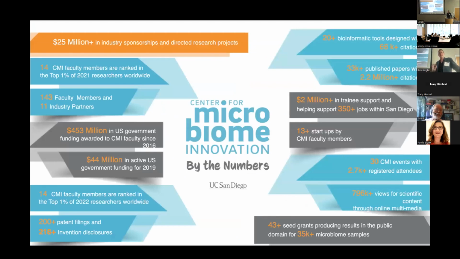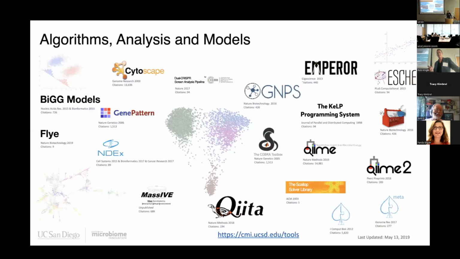I won't go through all this, but basically we have a highly productive group of members of the Center for Microbiome Innovation, over $25 million in industry sponsorships and directed projects, over $450 million in US government funding. And we do a lot of algorithm development. I'm only going to talk about a few of these tools, but to a large extent, a lot of the underpinnings of microbiome research is developed right here at UCSD by faculty members who are members of the Center for Microbiome Innovation.